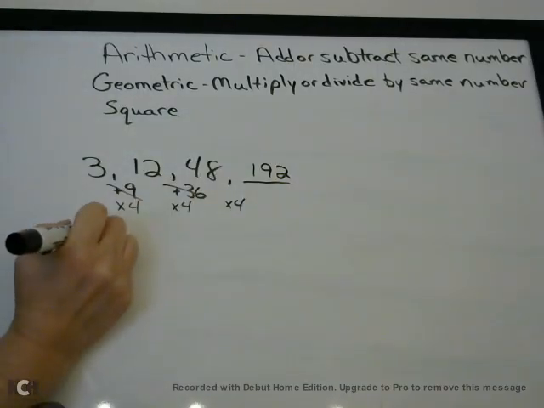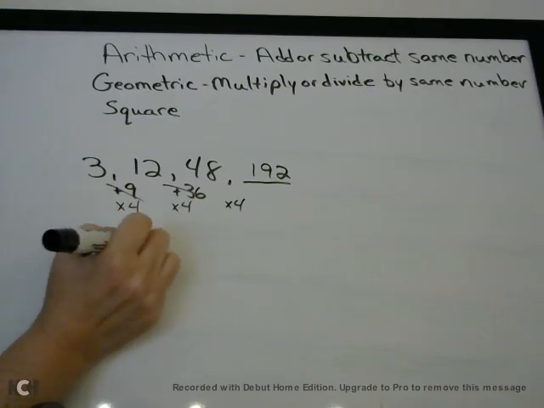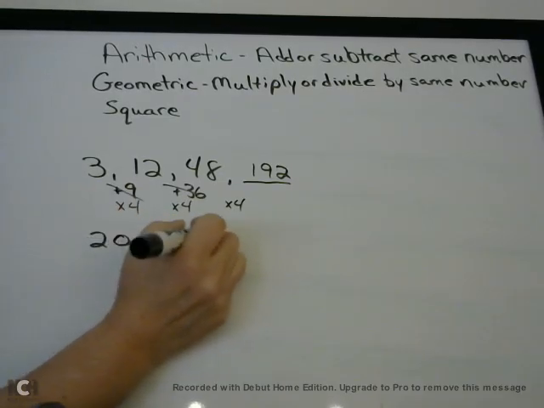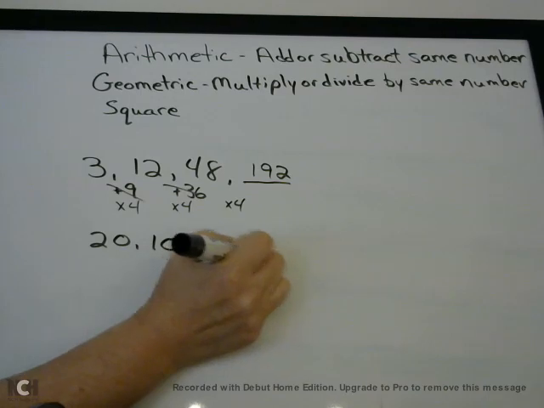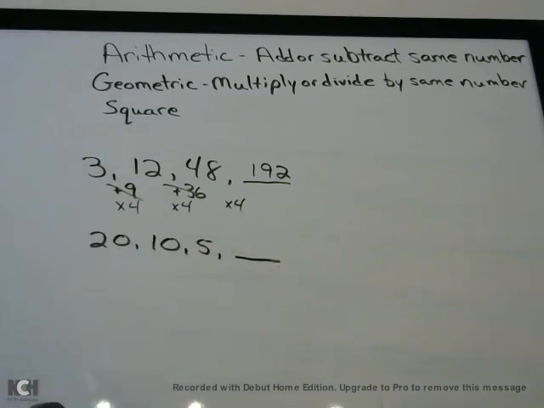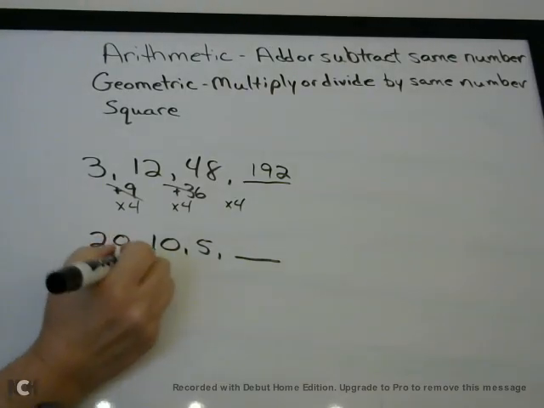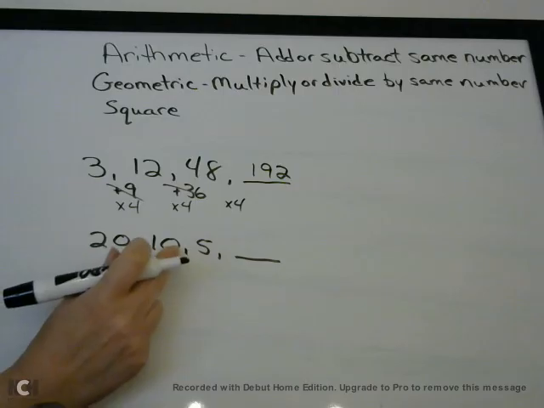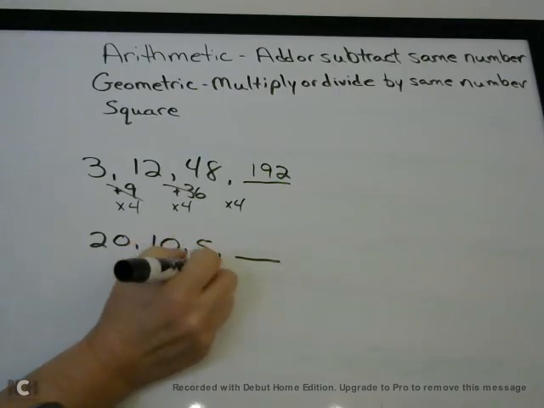Let's say we had 20, 10, and then 5. What's the next number? Again, I would always start, is this arithmetic? Well, to go from 20 to 10, we had to subtract 10. To go from 10 to 5, we had to subtract 5.